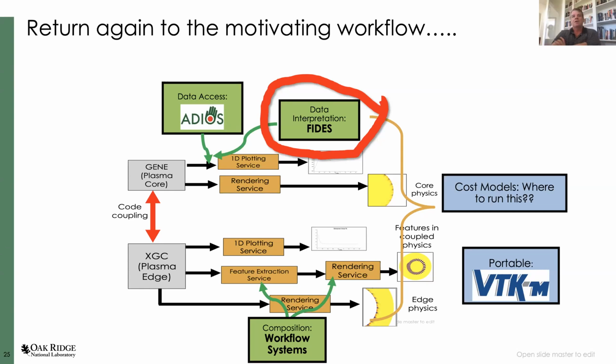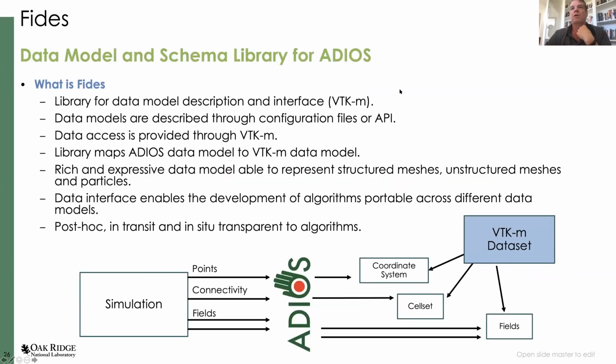Okay, the next thing I want to talk about is data interpretation, which we support using this new library that we've been working on called Fides. Fides is a data model and schema library that hooks ADIOS and VTK-m together. For a simulation or experiment, you generate a small JSON file that basically describes the semantics of the data in the data streams.